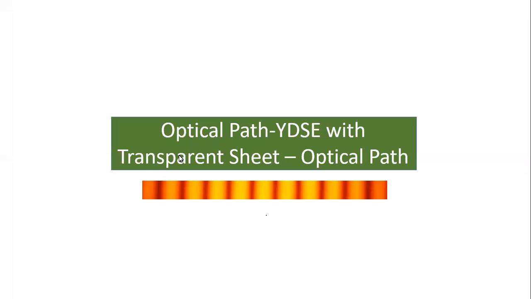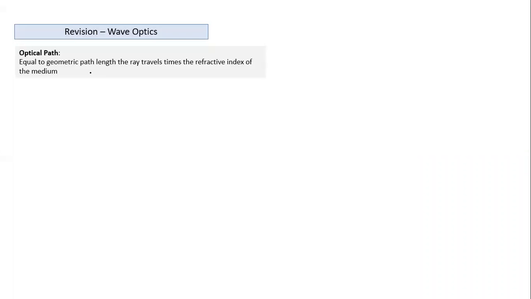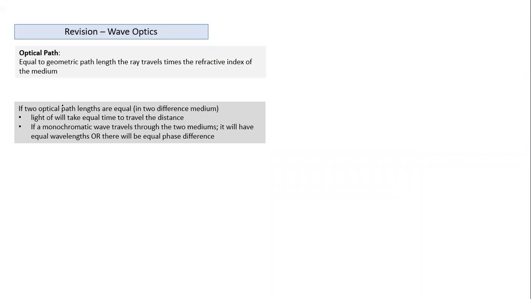So let's understand about optical path. Optical path matters whenever there's a transparent sheet in the case of YDSE and its application. The definition of optical path is very simple: it is equal to the geometric path length multiplied by the refractive index. And we'll see some understanding of it also.